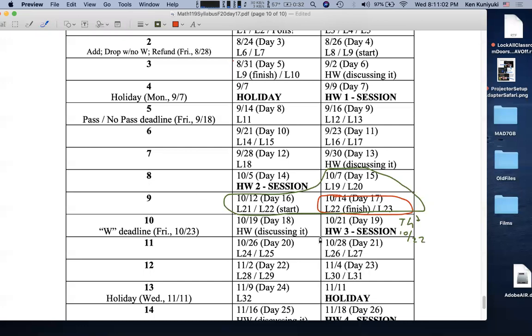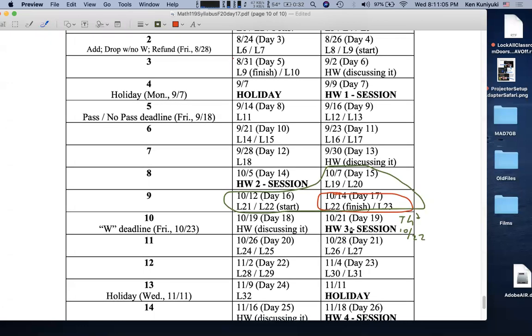Now, next week is going to be homework sessions, right? And then the homework's due that Thursday. Friday, October 23rd, Friday of next week, is the withdrawal deadline. If you drop before then, you get a W. If you drop after, you get a grade.